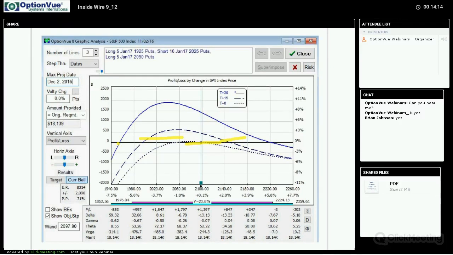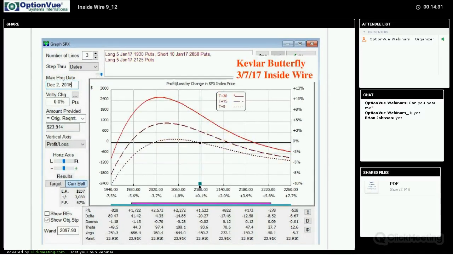Rather than show you the rules for each one of those other butterfly approaches, I'll just simply reference the inside wire dates. You can go look in the archives. That way we don't have to go over each one of them in the interest of time. So the Kevlar Butterfly came from the March 7th, 2017 inside wire. Okay, take a look at that one.